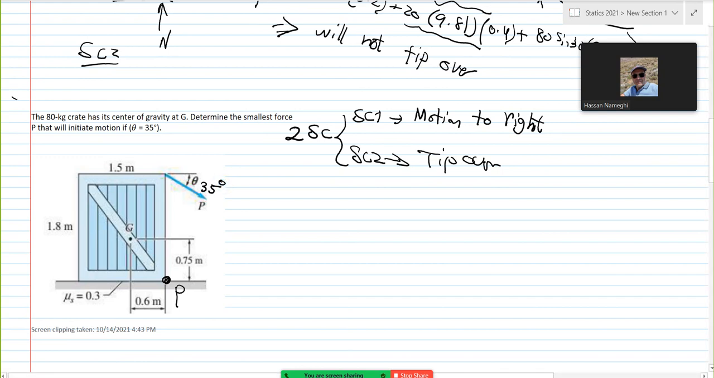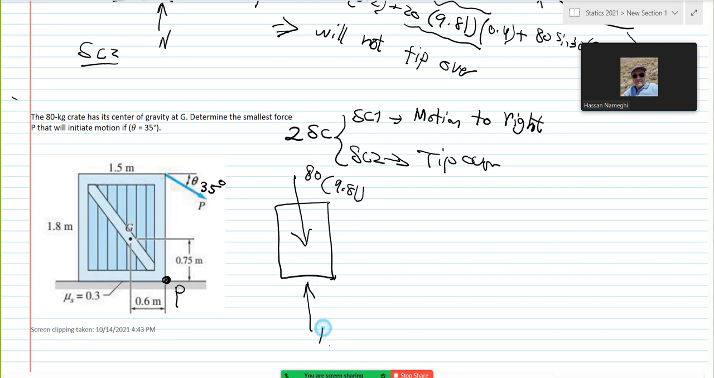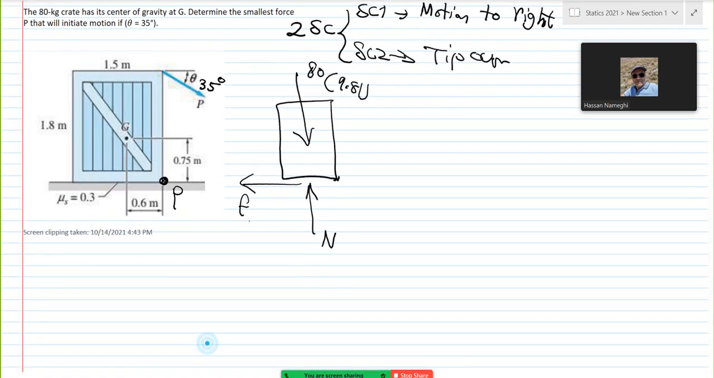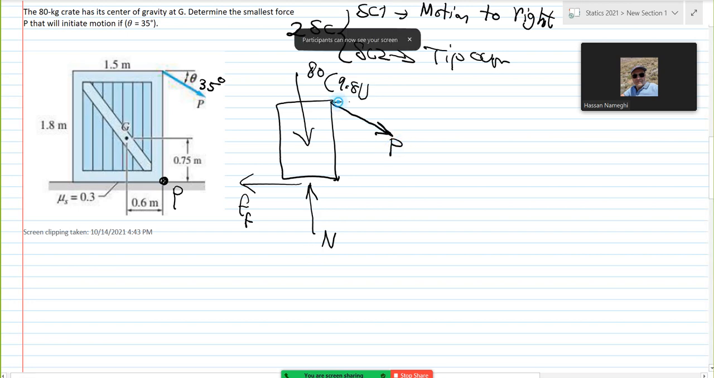I need to consider two scenarios as we discussed. So scenario 1: I have the crate. The weight of the crate is 80 times 9.81. I have a normal force from the floor. The object wants to move to the right, so the friction will be to the left. Force of friction is to the left. And I have one more force, P, there. I want to define that P to see how much it is.